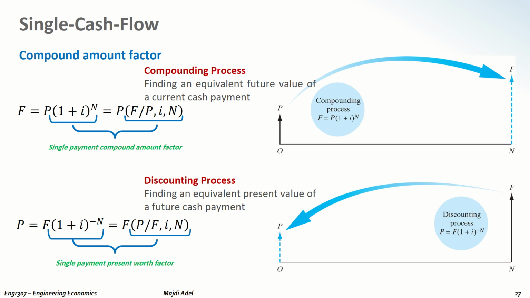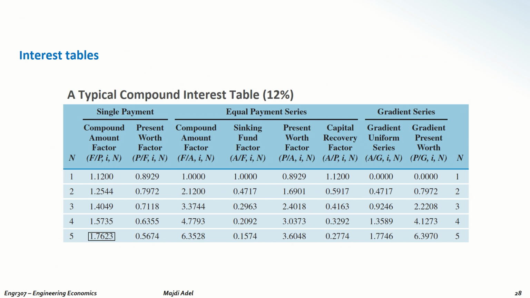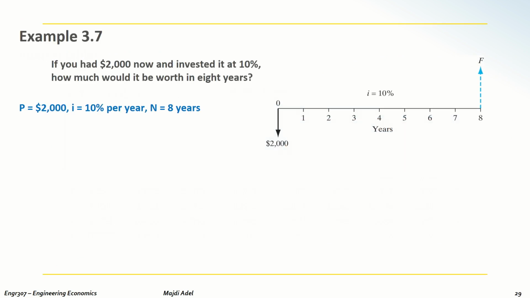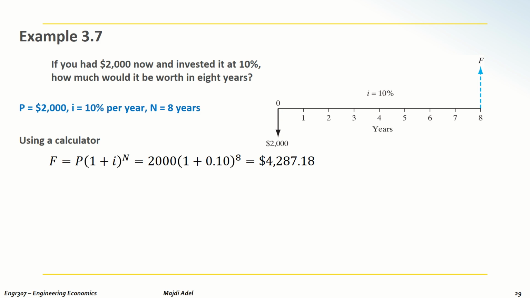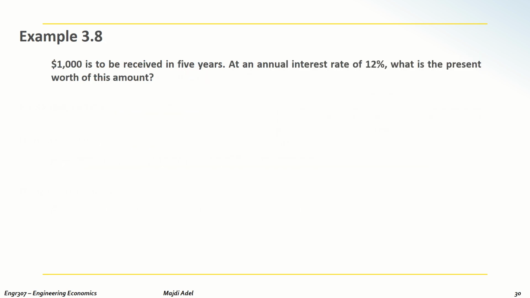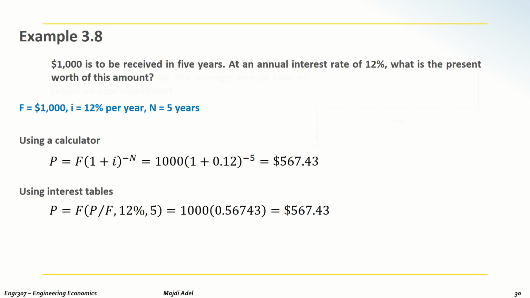And we learned how to use the notation form to write the formula instead of using the complete formula, and we also learned how to use interest tables, and we solved two examples. One of them is a compounding process, given P calculate F, and the other one was a discounting process, calculate P given F.